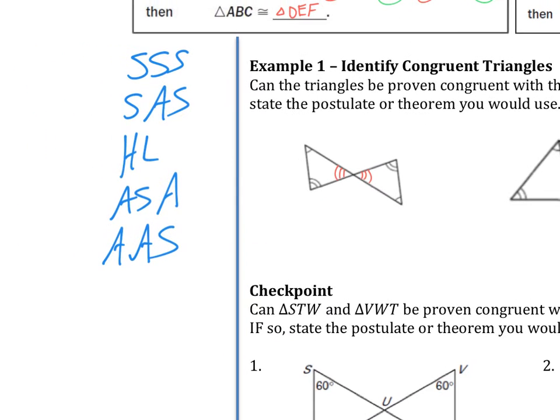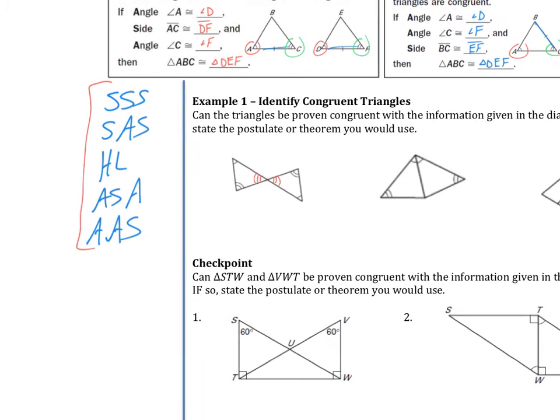So here we have angle, angle, but none of those are what we want. We don't have any of these possibilities. So can the triangles be proven congruent? No. Not sure, or not sure if congruent. We don't know for sure, they might be, but we can't say it based on the information given.